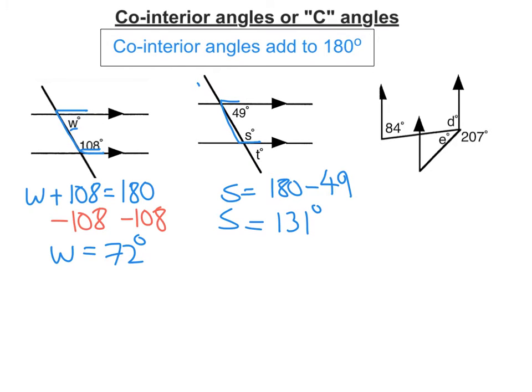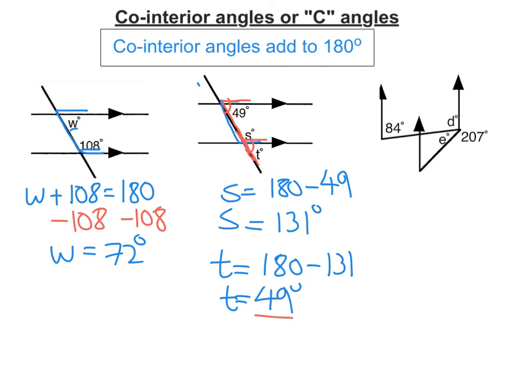And T, because I have a straight line between S and T, that means that T is 180 take away 131, which if you do that, you get 49 degrees. You may be thinking that's the same as the 49 degrees at the start. Well, that should be true because I can draw an F between T and S because they're corresponding angles. Now, moving on to the last one here.